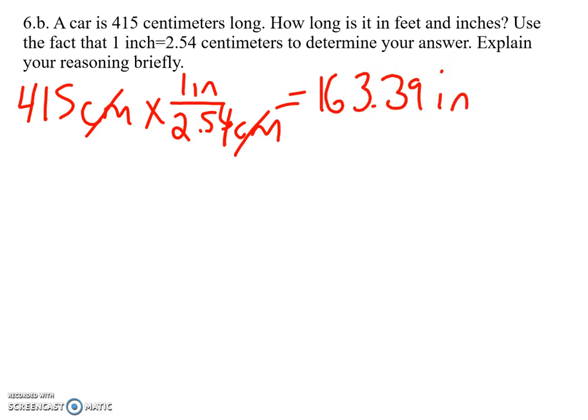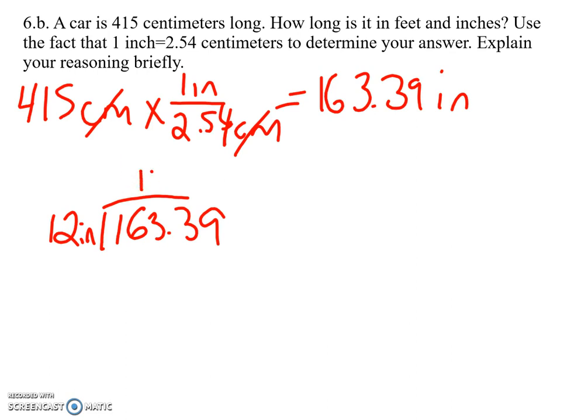inches. So then the question is, well, how many feet and inches is this? So what I would have to do here is actually divide it by the feet to pull out what I can, and then I know that my remainder will tell me how many inches are left. So I know that within a single foot is 12 inches. So I'm going to divide the 163.39 by my 12 inches, and when I do that, I get 13 with a remainder.